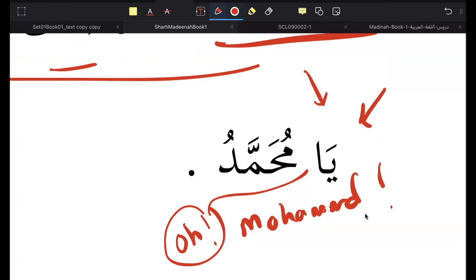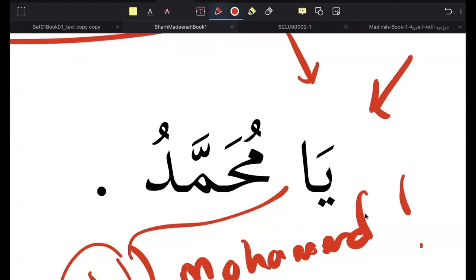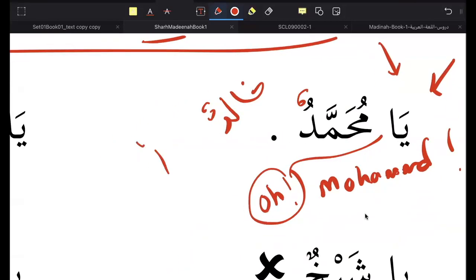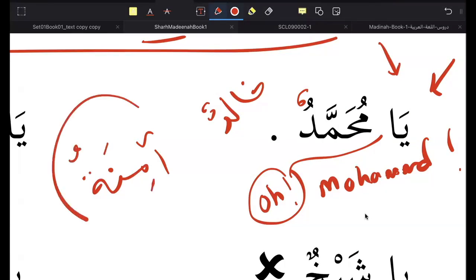So now, it looks like there's a mistake here. Because all this time we had Muhammadun, we just learned Muhammadun, Khalidun, and if it's only a feminine name, we don't have tanween. Aminatu. We just learned that, right?